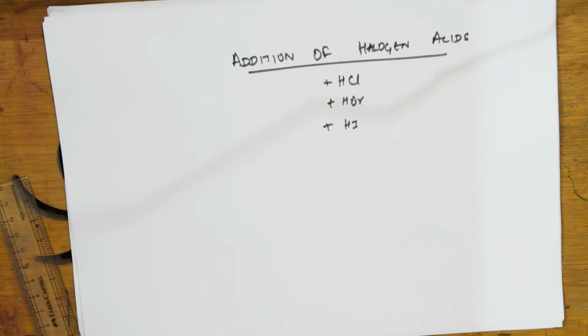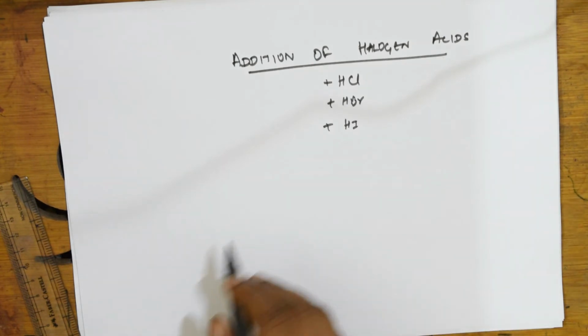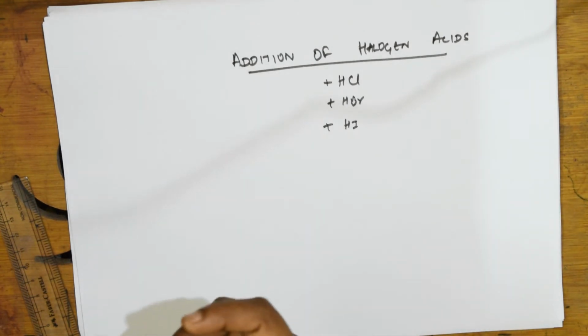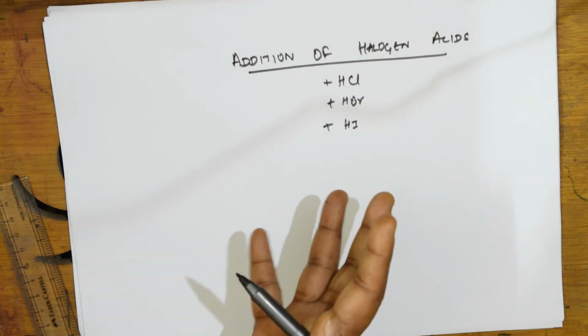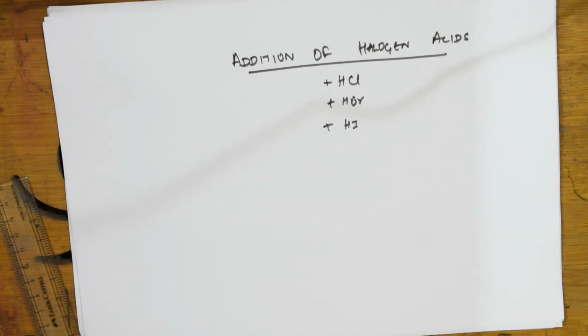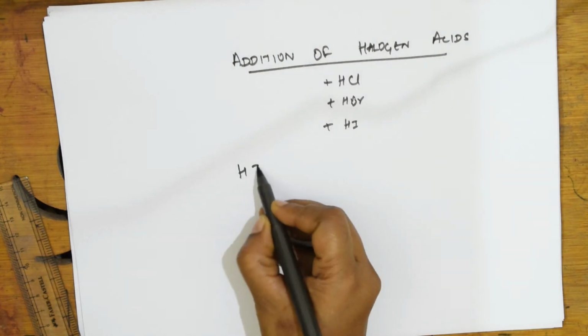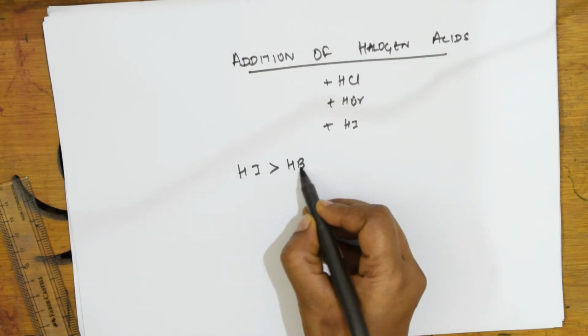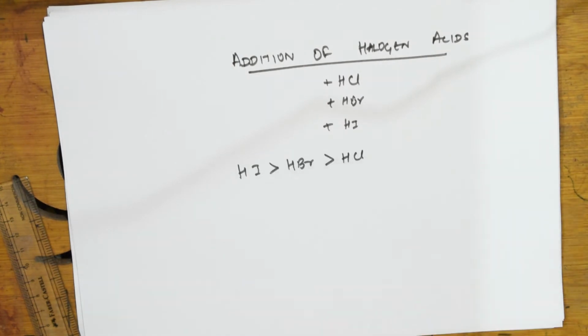Whenever you are reacting with these, first of all you should know the order. Which will react faster among these? HI reactivity is greater than HBr reactivity, which is greater than HCl.